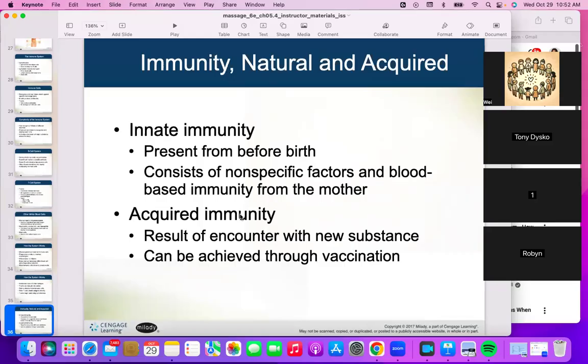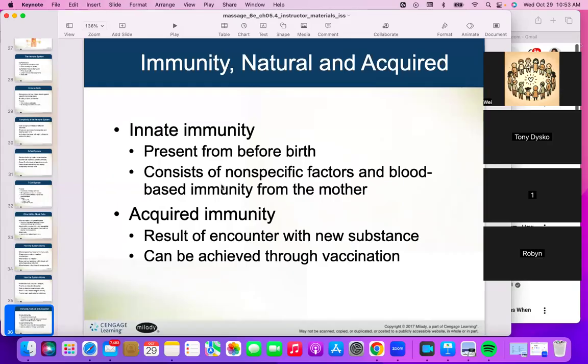Okay, now we're going to talk about the types of immunity we have in the body. There is innate immunity, natural, and acquired. The innate immunity refers to the physiological mechanism used by the body and present from birth. Now the acquired, on the other hand, is acquired through an external source.